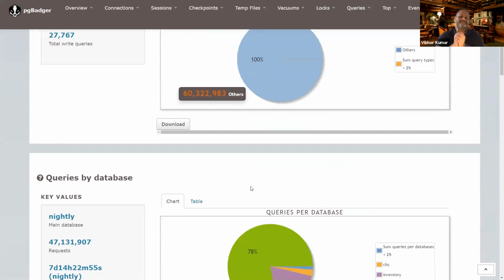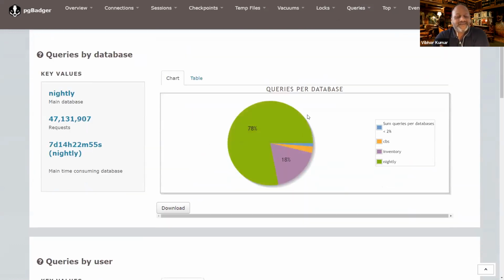Yeah, gotcha, thanks. And this is one more interesting chart, which tells you about the queries per database: the number of queries coming to your database and how they are performing.